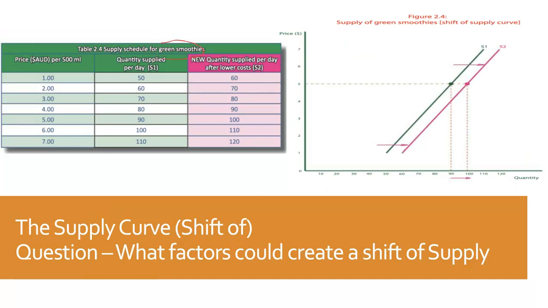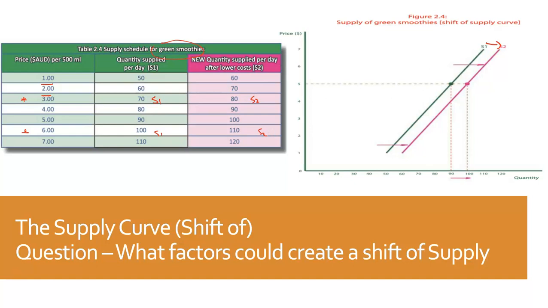If we look at green smoothies, we can see that I have a shift to the right. I've gone from S1 to S2. At every price point, and we'll pick a couple, we'll pick $3 and $6 because we used them before. At these price points, I originally, at S1, was prepared to supply 70. I'm now prepared to supply 80 at $3. So it's gone up by 10. I'm prepared to supply more. At S1 and S2 at $6, I'm also prepared to supply 10 more smoothies.